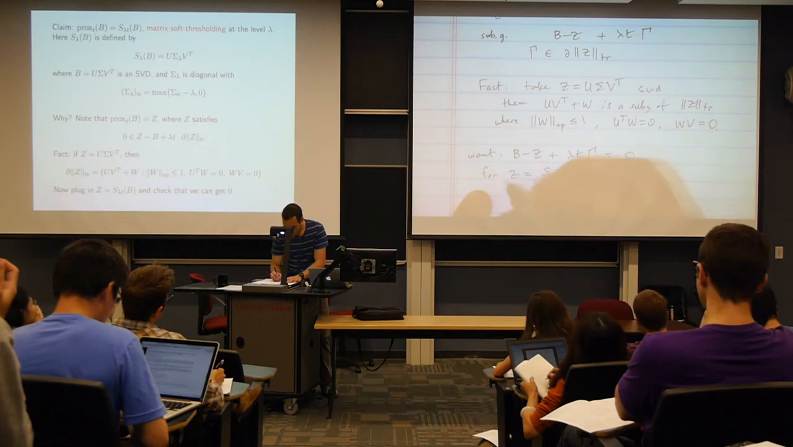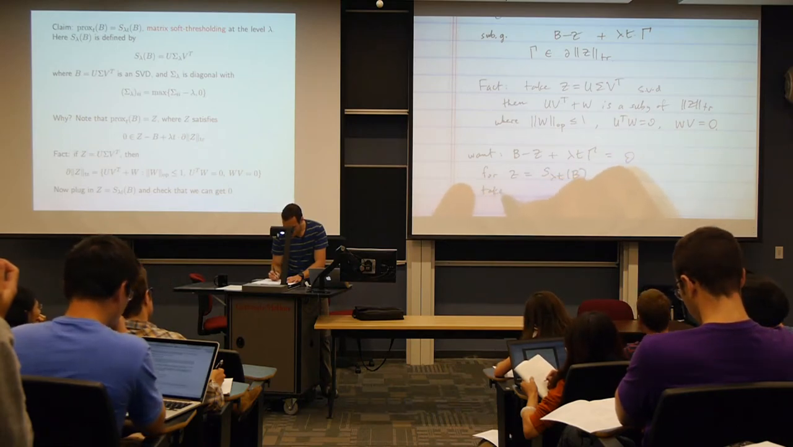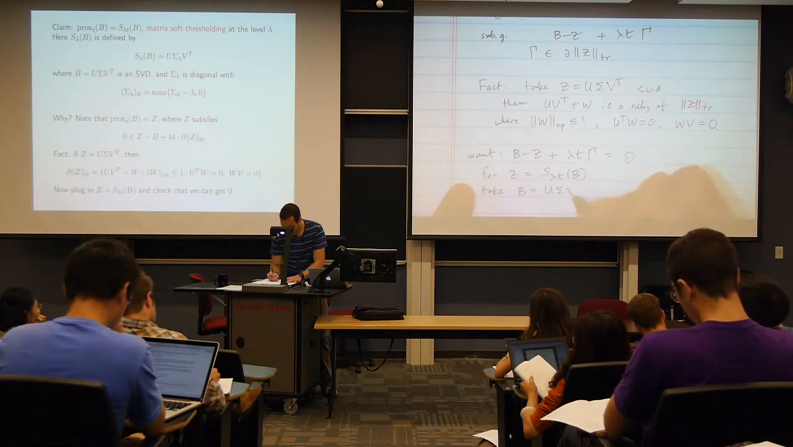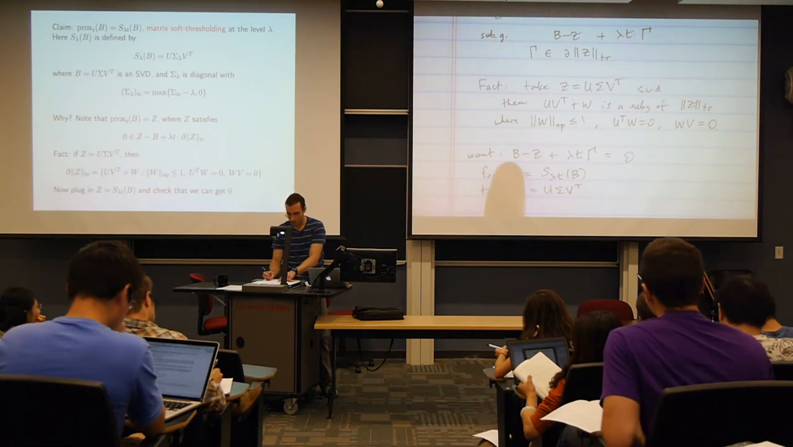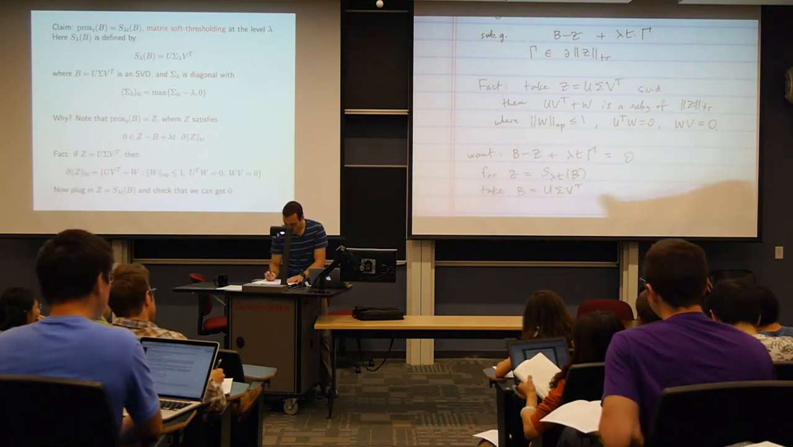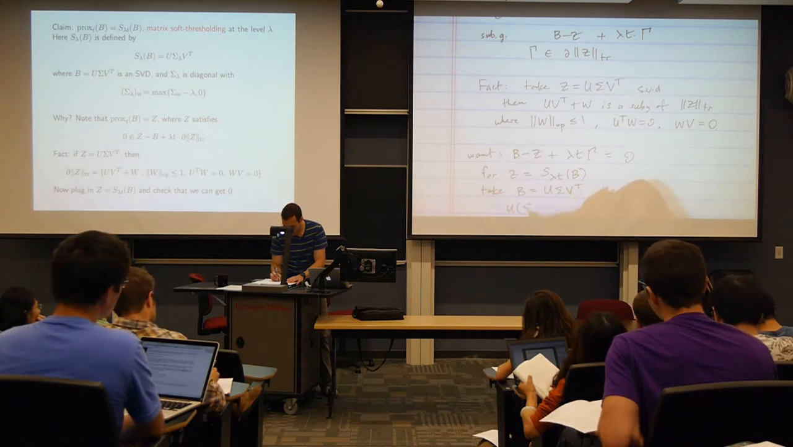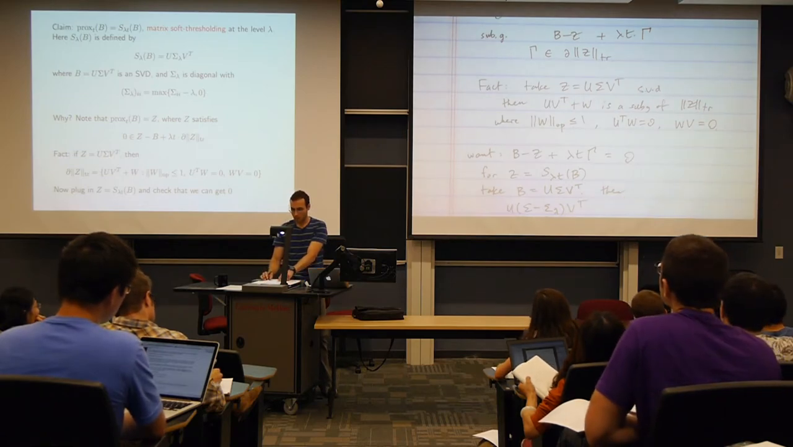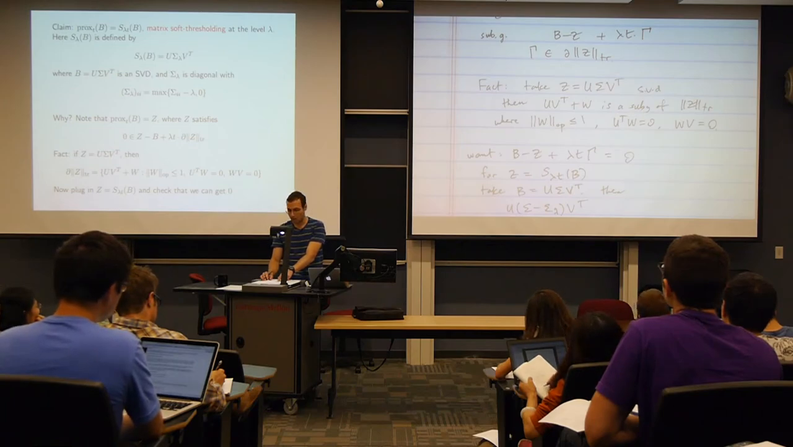Okay, let's remember what the definition of this is. We're going to take B equals U sigma V transpose. Right, so B minus C we can write as U times (sigma minus sigma sub lambda) V transpose, because they both have the same singular value decomposition in terms of their left and right singular vectors, and they only differ in their singular values.